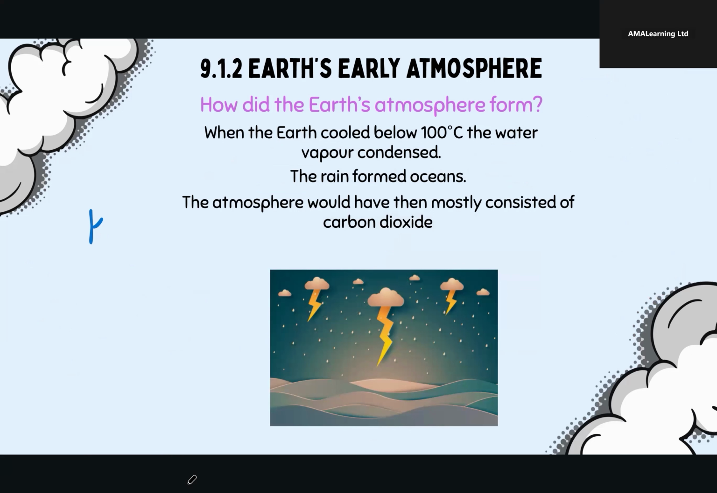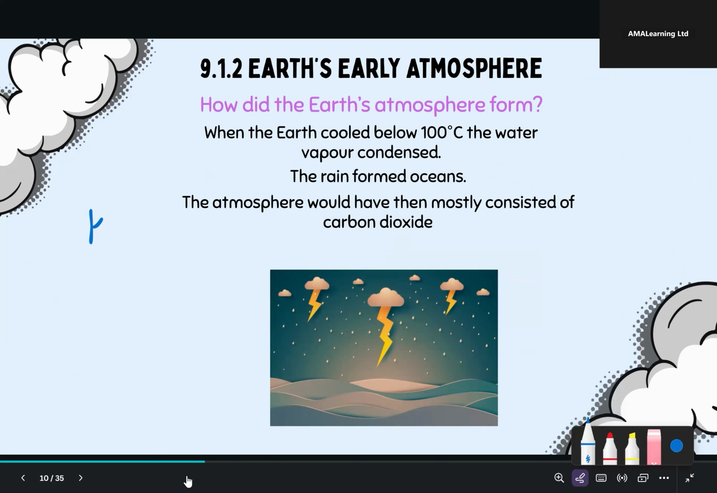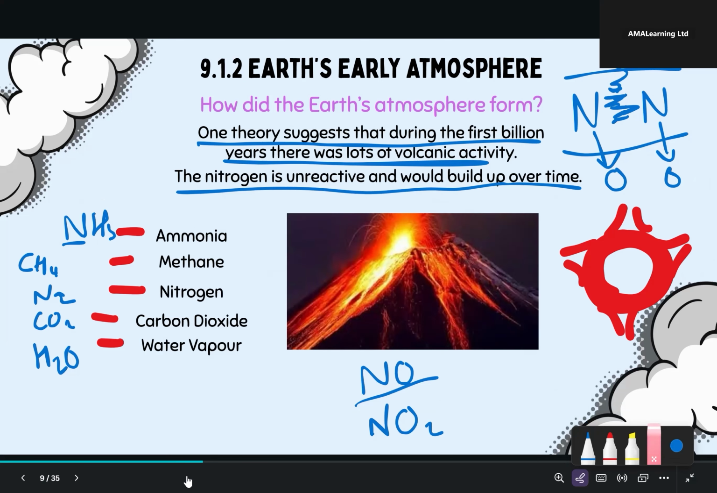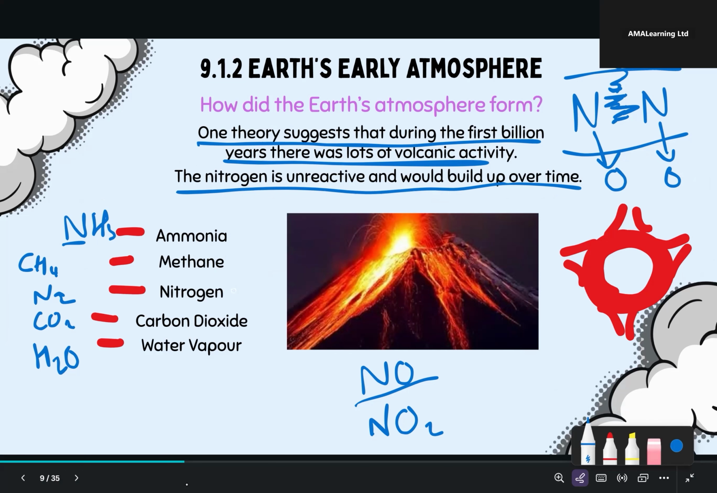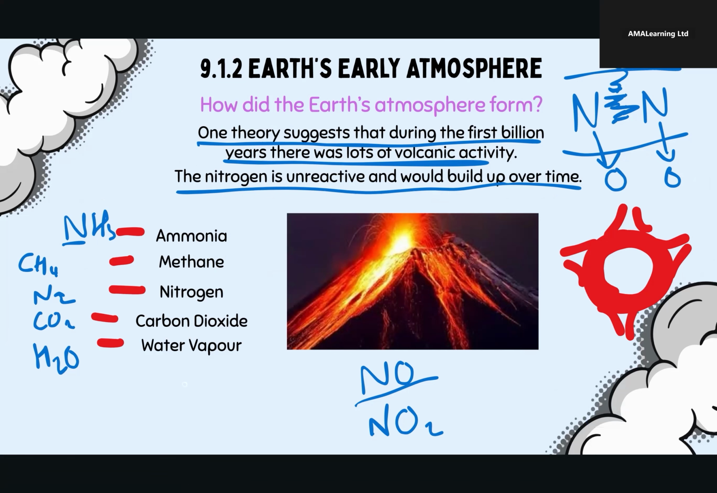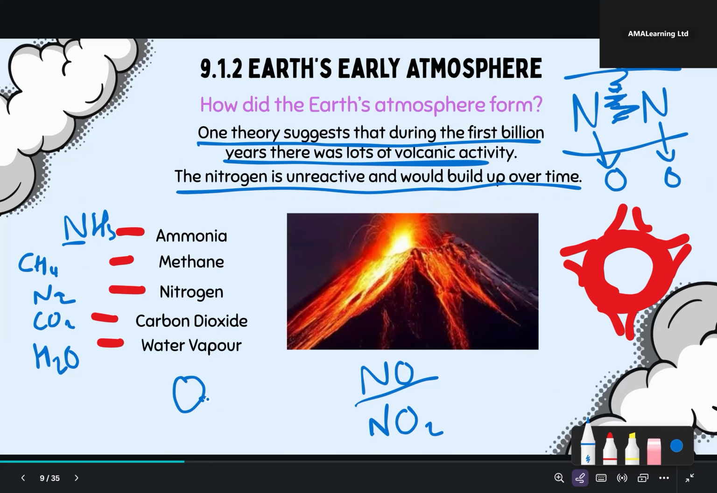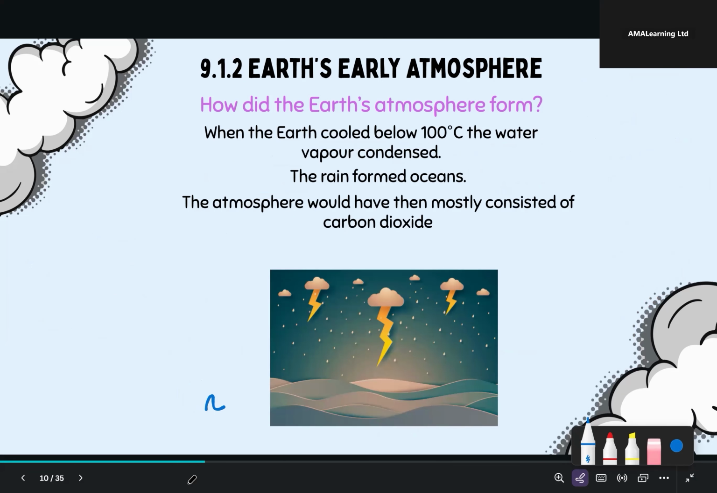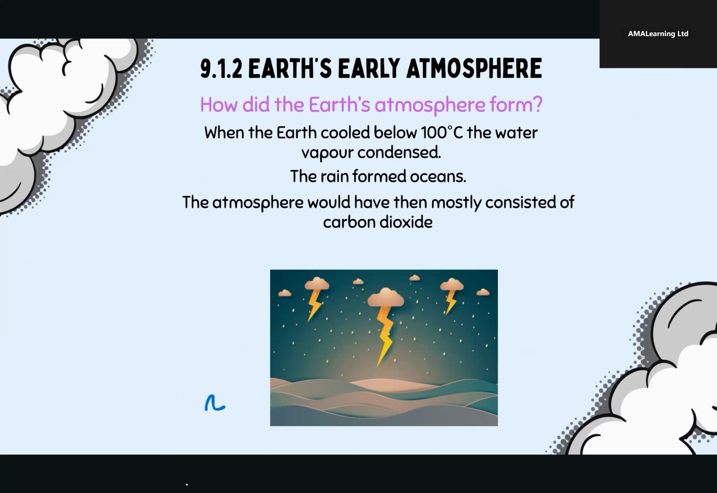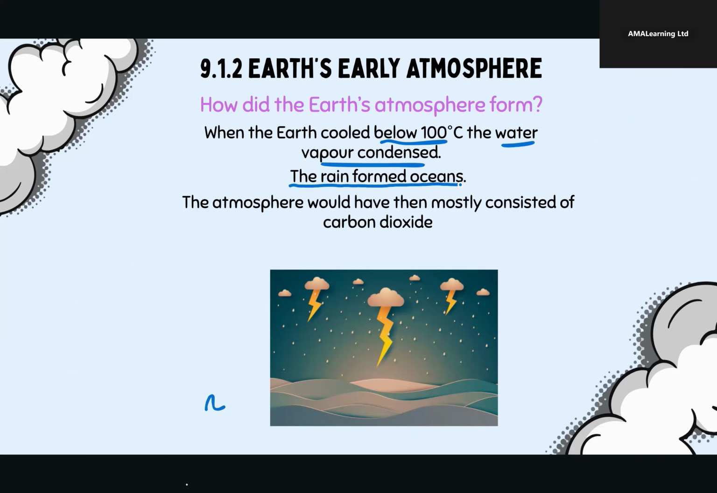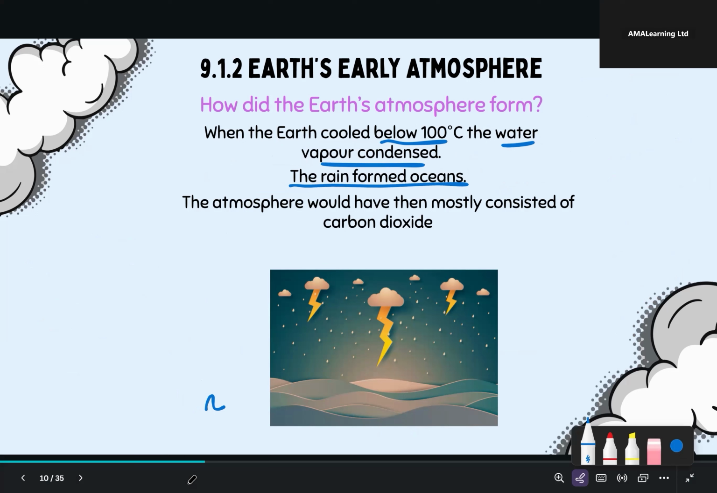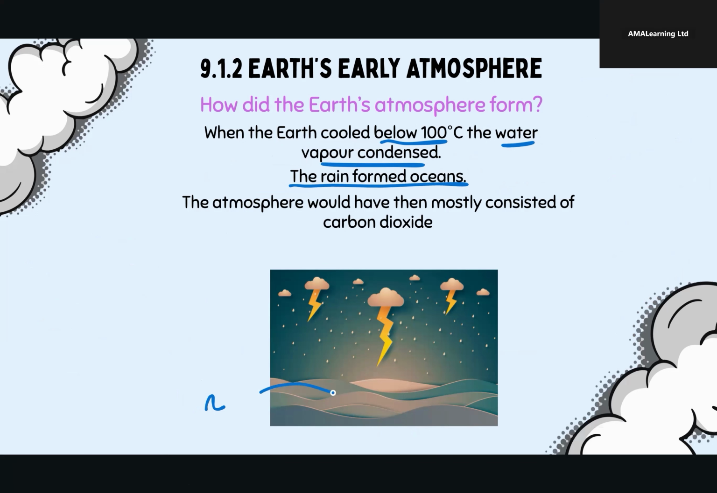So how did the Earth's atmosphere actually form? So what we're saying is, initially we've got only these chemicals in the air. We've got ammonia, methane, nitrogen, carbon dioxide, water vapor, little or no oxygen. So when the Earth then started to cool down across this billion years, as soon as it went below 100 degrees, the water vapor condensed, meaning it formed clouds and it rained. So we had lots of precipitation and the oceans were formed.